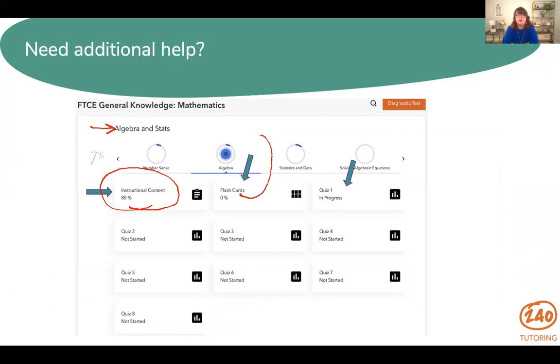Guys, you also have flashcards, which are super helpful. And then you have all of these practice quizzes to help you practice without even taking a full-length exam. So just practice on that content. That's super powerful because you can figure out, where am I messing up? What do I still not know?